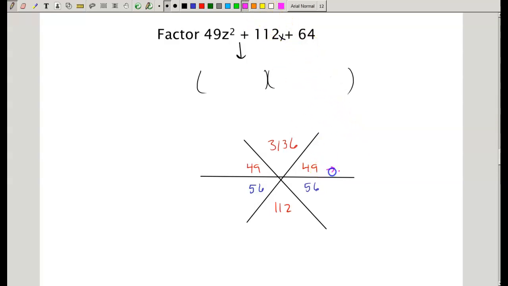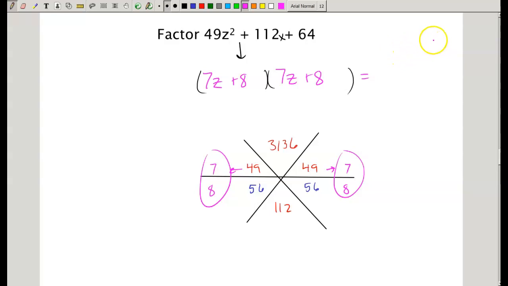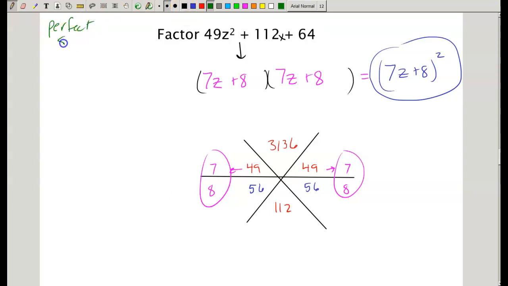So this goes right to 7/8, and this column reduced to 7/8, and then you could get your answer like that, right? So this would be 7z plus 8, and 7z plus 8 again. So you could actually write your answer, because we have two factors that are exactly the same, as 7z plus 8 squared. So this right here is another one of those patterns that might not immediately jump out at you, but this is a perfect square trinomial right here.